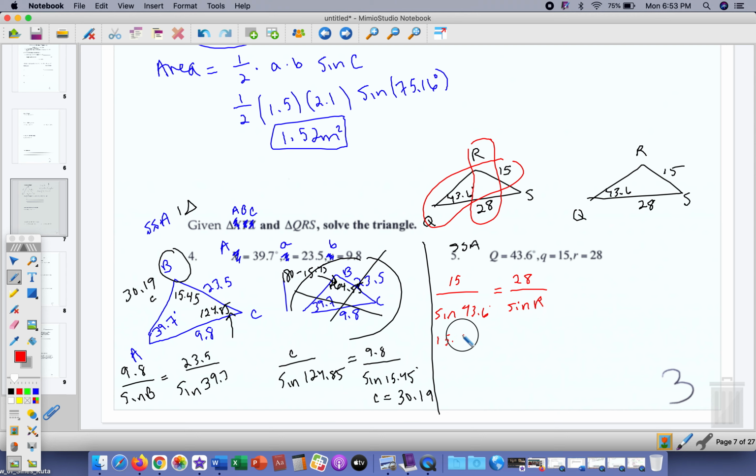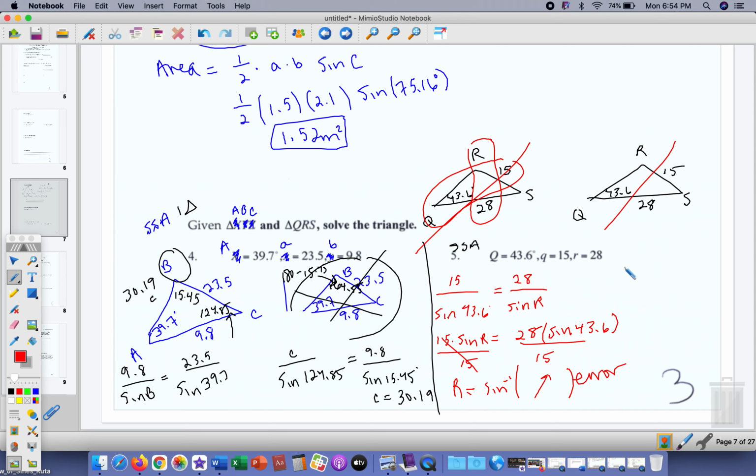So we have 15 times sine of r is equal to 28 times the sine of 43.6. We'll divide both sides by 15. And then we're going to say angle R is equal to inverse sine of this quantity up here. And when you do that, you're going to get an error, meaning that you cannot create any triangles. There's no solution. No triangles can be created.